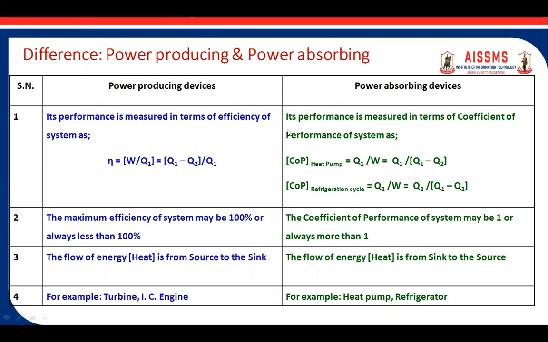Differences: power producing and power absorbing devices. For power producing devices, performance is measured in terms of efficiency of the system. For power absorbing devices, performance is measured in terms of coefficient of performance of the system. The maximum efficiency of the system is always less than 100%. The coefficient of performance may be 1 or more. In power producing devices the flow of energy or heat is from source to sink. In power absorbing devices the flow of energy is from sink to source. Examples: turbine and IC engine, and heat pump and refrigerator. So heat pump and refrigerator are the power absorbing devices, whereas turbines and IC engines are the power producing devices.